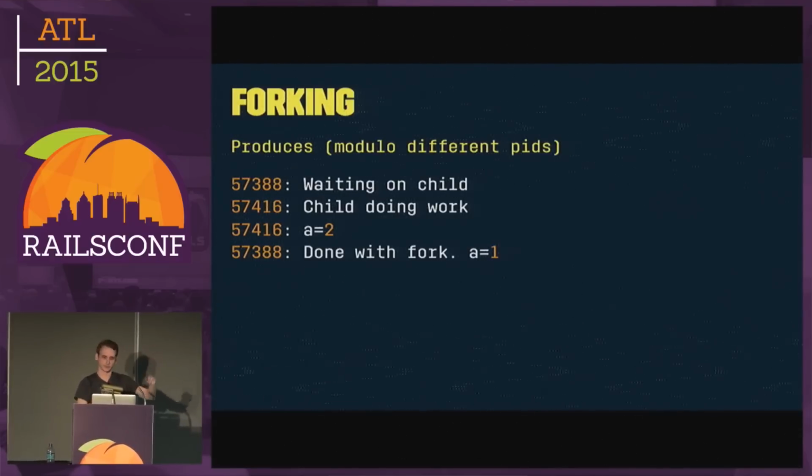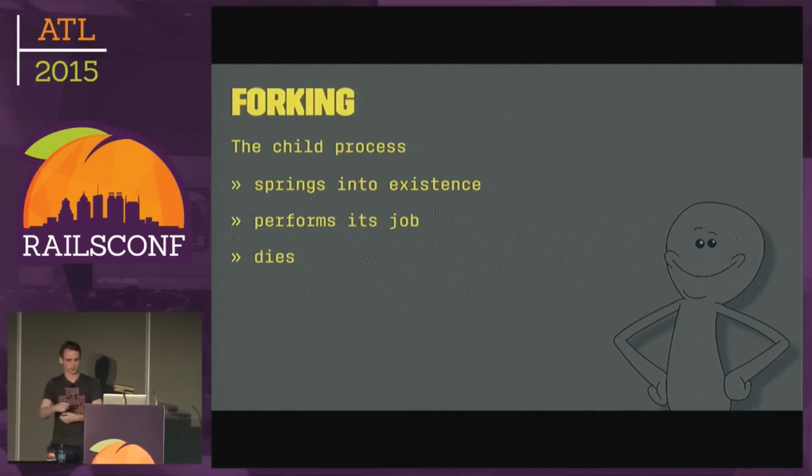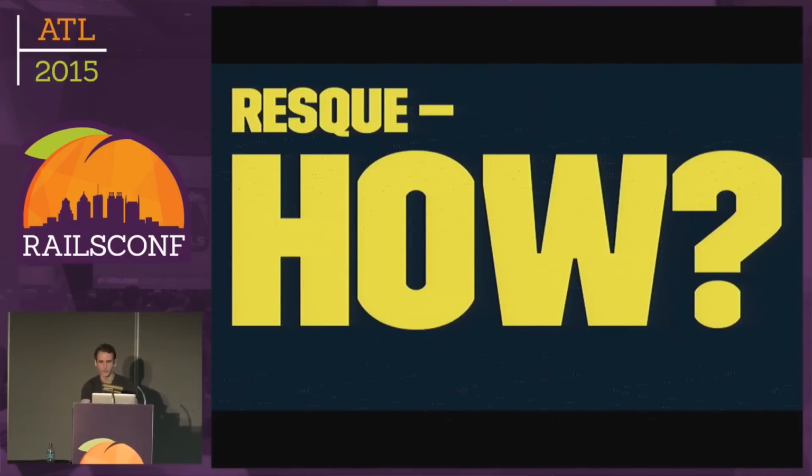This is again not the only way to do forking, but in this model, the child process springs into existence, does the one little thing real quick, and then dies. And again, we'll see that's kind of how Resque uses it. So let's actually dig in.